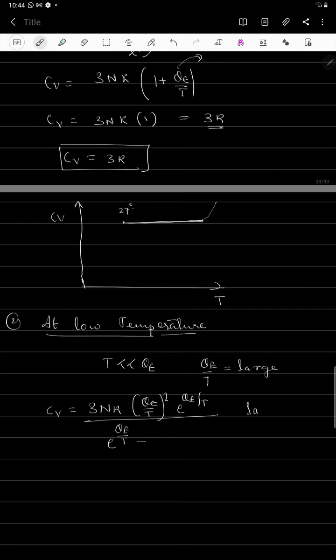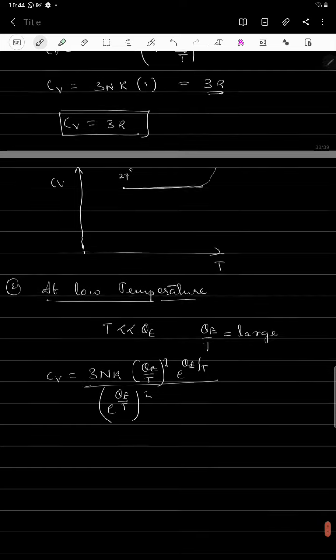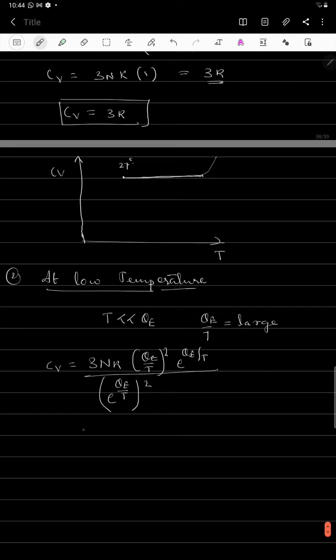Why? Because if you have a large value and you subtract one from it, you will still get a large value only. So therefore this vanishes. So we have a square here. Now we can write this term like this: e to the power of theta e divided by T into e to the power of theta e divided by T. So this and then this get cancelled. So what remains now?